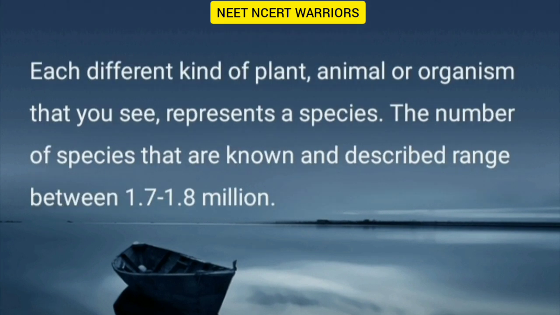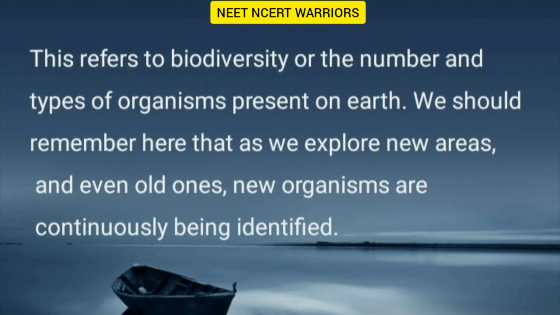Each different kind of plant, animal, or organism that you see represents a species. The number of species that are known and described range between 1.7 to 1.8 billion. This refers to biodiversity, or the number and types of organisms present on Earth. We should remember here that as we explore new areas and even old ones, new organisms are continuously being identified.